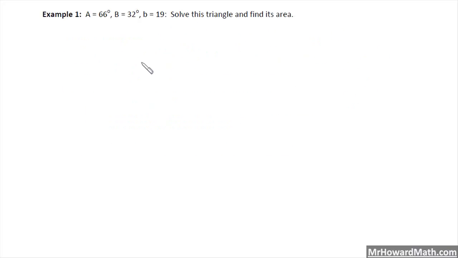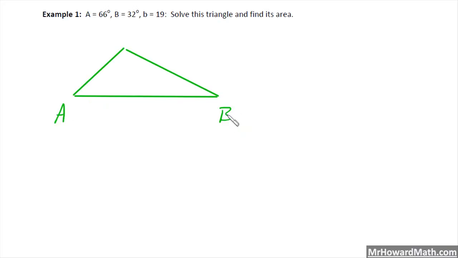Okay, now we're going to apply this new information. So we have triangle ABC. Solve this triangle and find its area. You'll notice that it doesn't say it's a right triangle, so we have to assume that it's not. So we can draw this triangle with almost any shape we want, any triangle shape obviously, and we can label it. I'm going to choose to label it this way, A, B, and C.